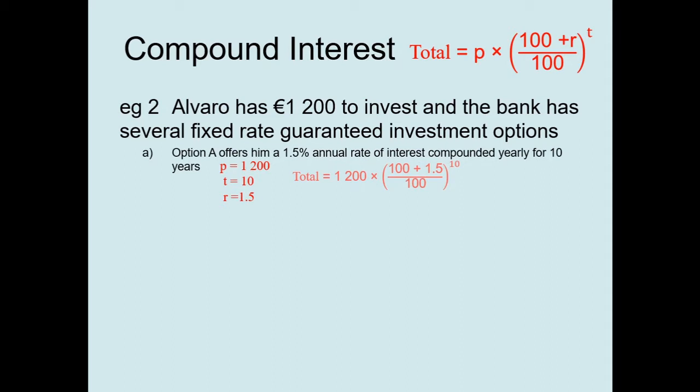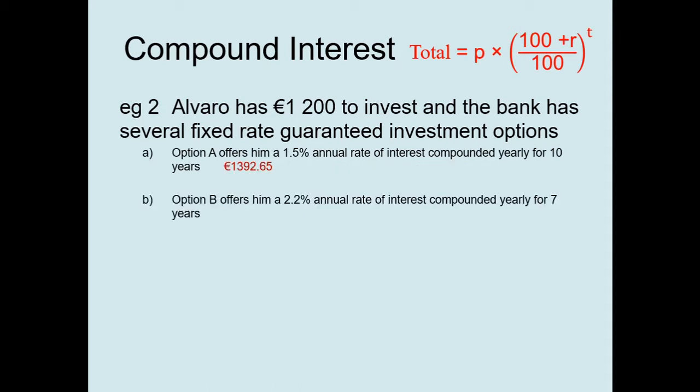Now simplifying this fraction, that's 101.5 over 100 because it's 101.5%. And that simplifies to 1.015 to the power of 10. Now this is the point that I'd like you to get to because it makes the calculating so straightforward and easy. So that just works out to be €1,392.65. That's been rounded again to 2 decimal places, as will always be the case for money.